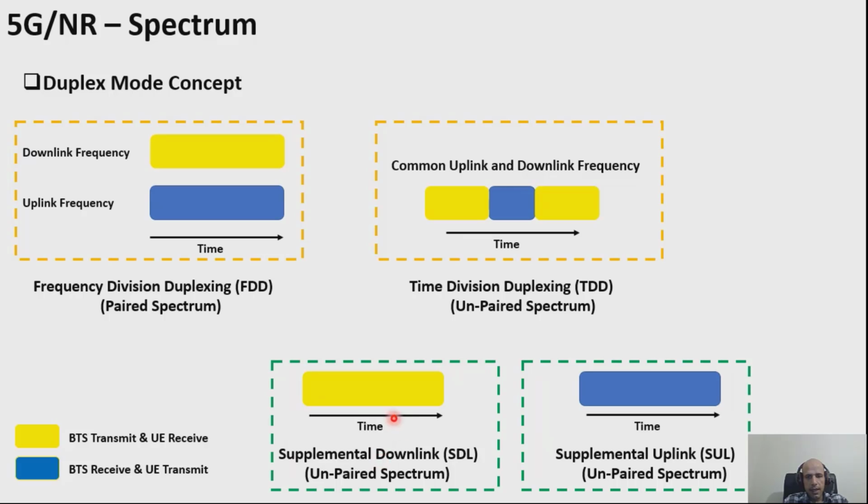Supplemental downlink refers to an RF carrier which is only used for downlink transmission. In contrast, a supplemental uplink refers to an RF carrier which is only used for uplink transmission. And TDD uses the same RF carrier for both uplink and downlink transmissions. The UE and BTS cannot transmit simultaneously in the case of TDD because they share the same RF carrier. Let's see some differences between TDD and FDD.